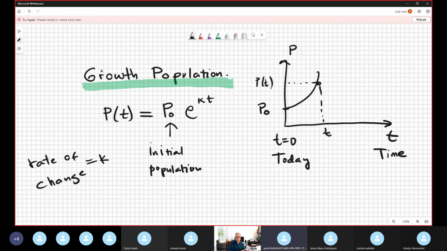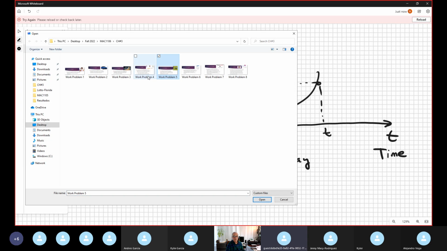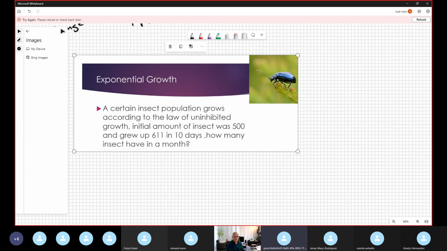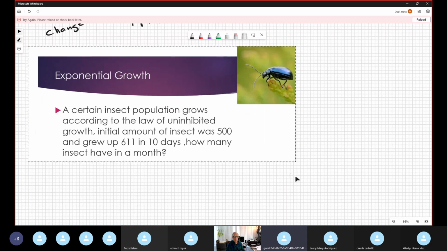However, the microorganism, yes. Okay, this is the formula that we are using. It is very, very similar to the formula that we use in finance when it's continuous. So suppose one problem of this kind. Suppose problem number 5. Problem number 5 talks about exponential growth, because it talks about insects.